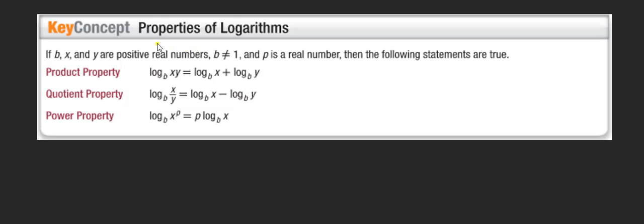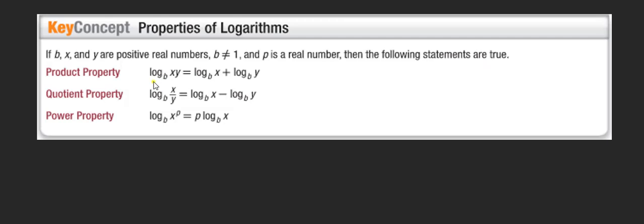In this video, we're going to talk about properties of logarithms. There are three properties: product property, quotient property, and power property. If b, the base, and x and y are positive real numbers, such that b is not equal to 1, and p is a real number, then the following statements are true.